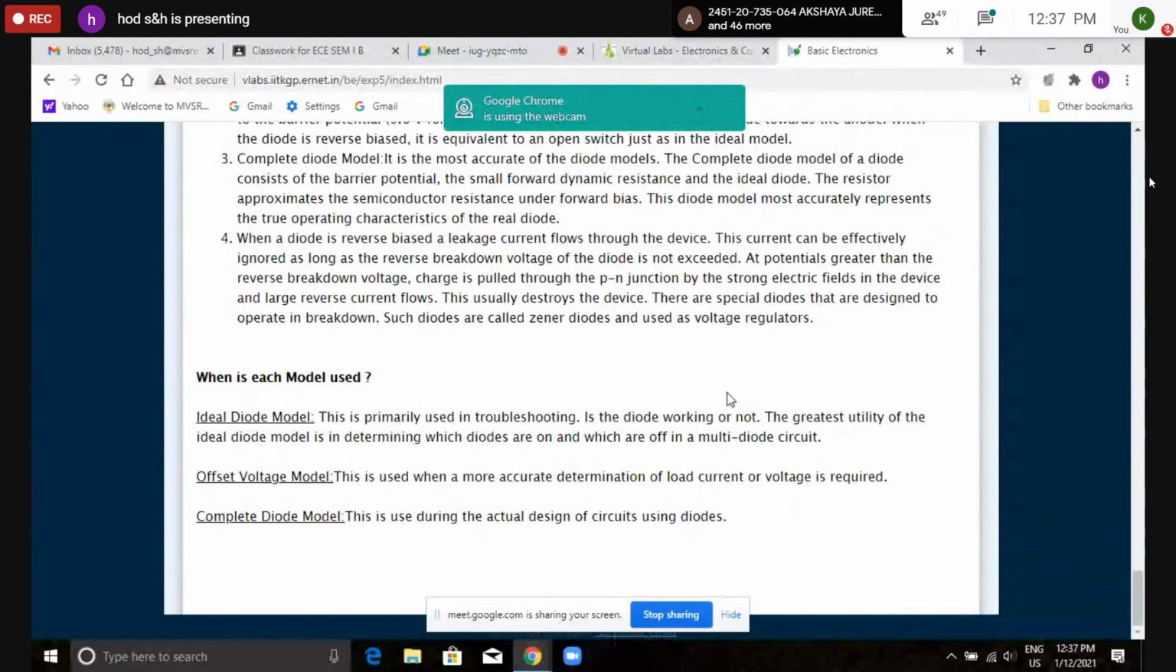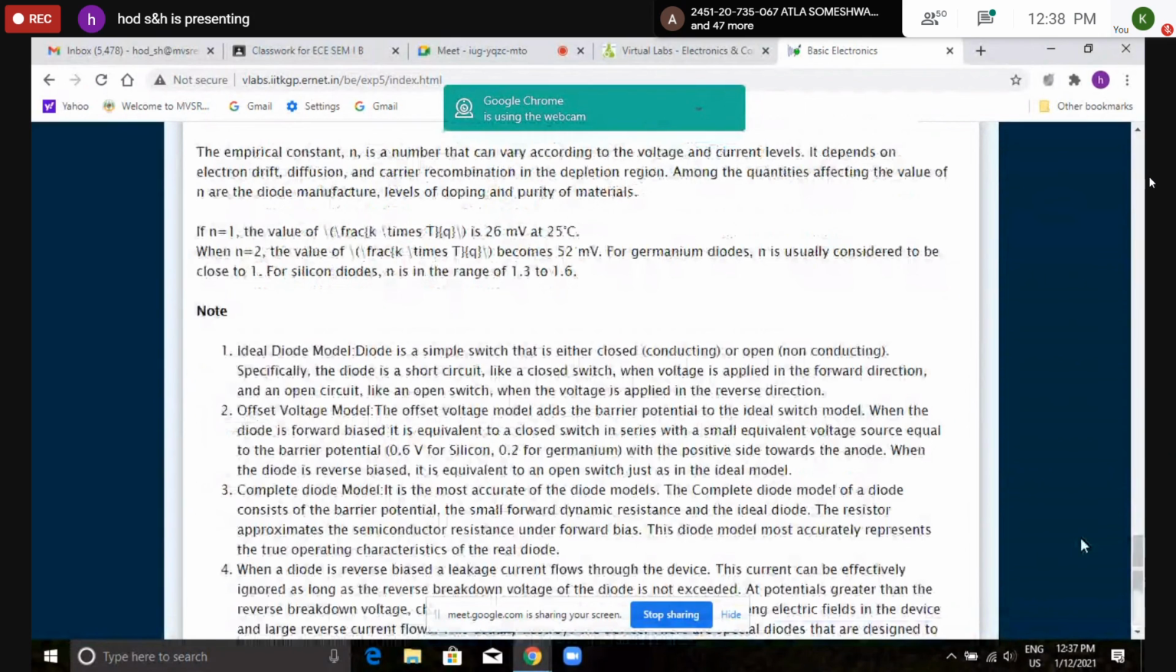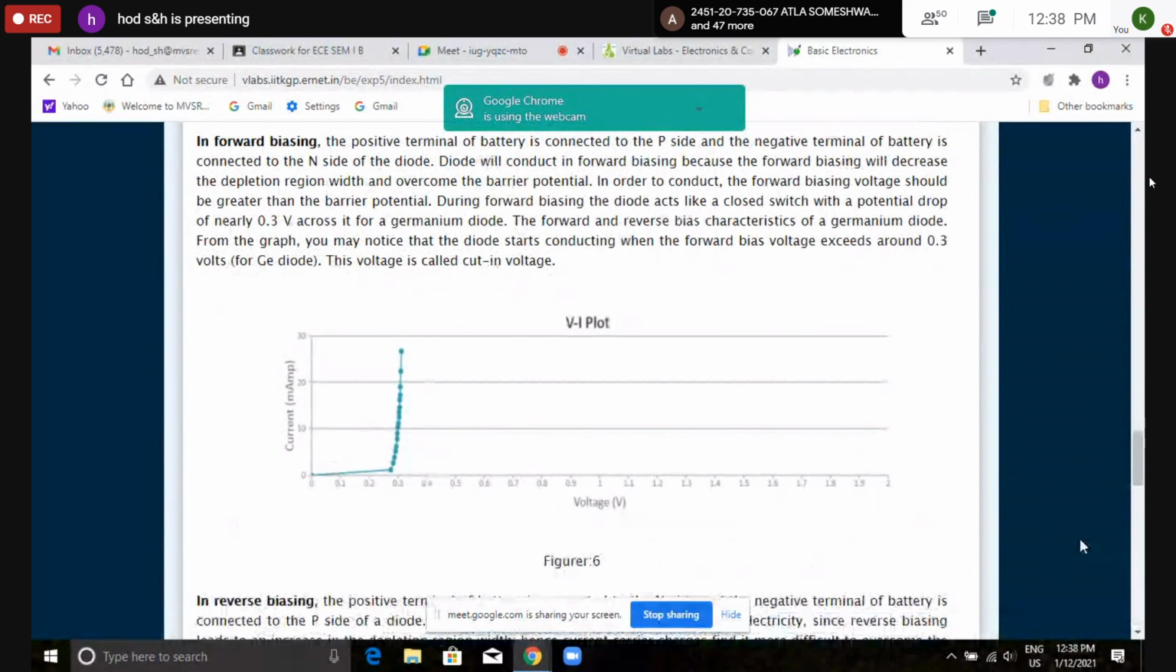Then I will explain in brief how to connect the circuit and how to take the readings for a sample p-n diode. You have to take 1 or 2 diodes which are there in the simulation program itself, and take the readings, voltage versus current readings. Then you have to plot a graph, and you can calculate the forward bias resistance and reverse bias resistance. This is what we should do in our experiment.